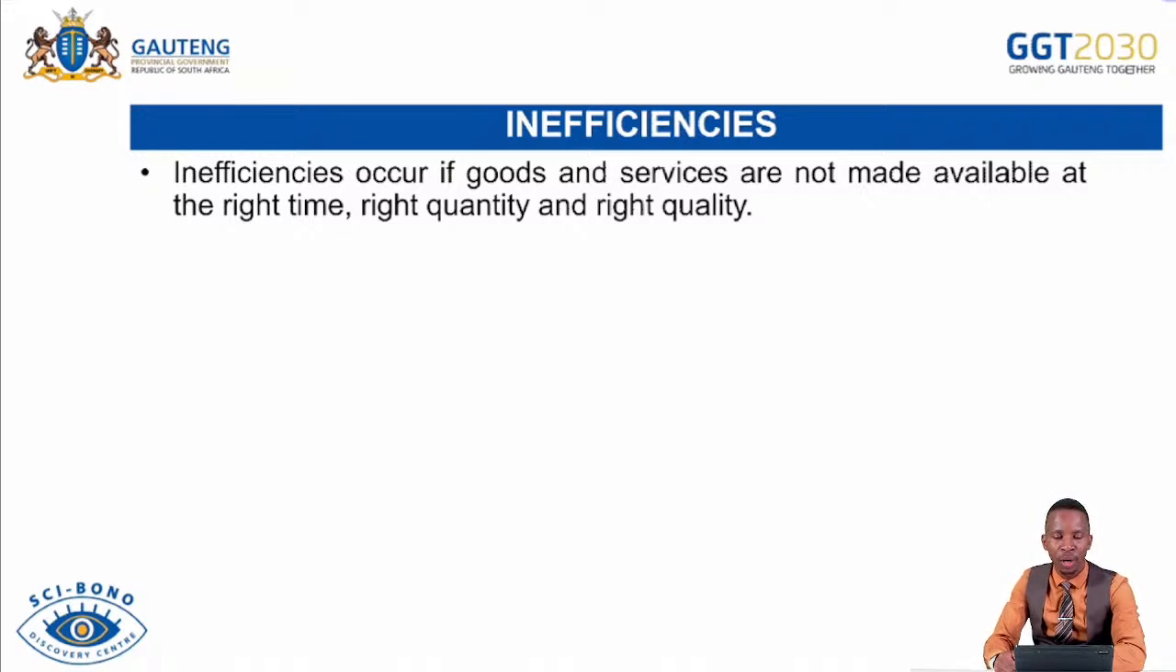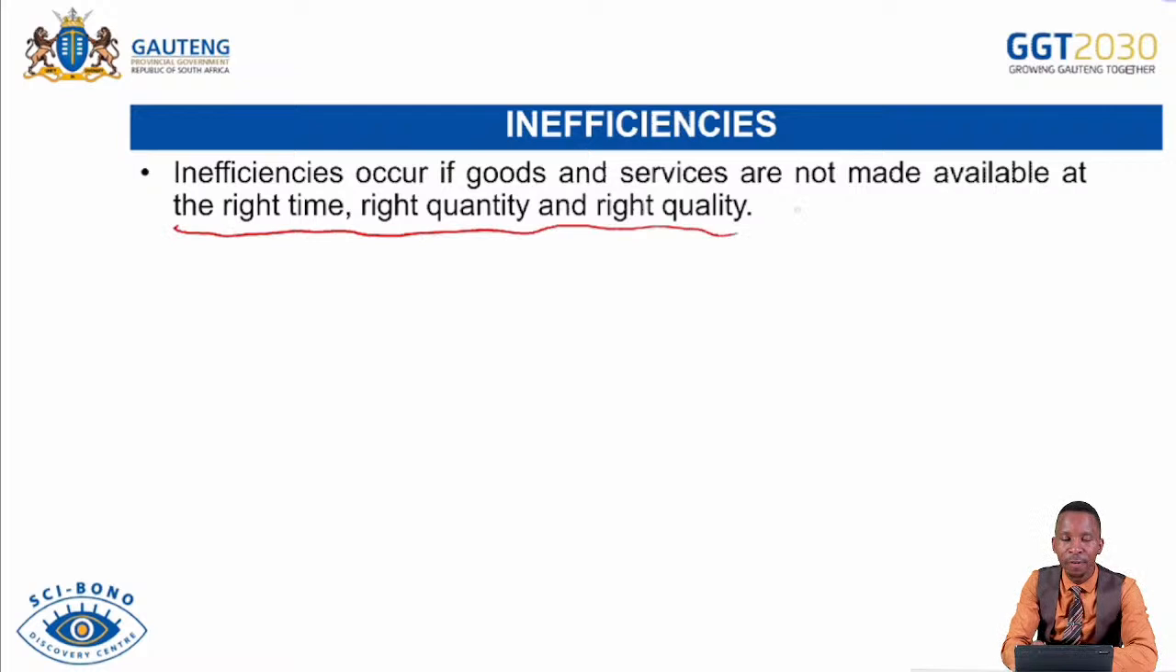Inefficiency occurs if goods and services are not made available at the right time, right quantity, and right quality. So an inefficiency will prevail if goods are not made available to consumers at the right time when consumers need them, and at the right quantity. If consumers are in need of 200 units of a particular good, they must be supplied. But if they're not made available at the right quantity, there is a problem, or inefficiency. And if the quality is compromised, that also results in inefficiency.